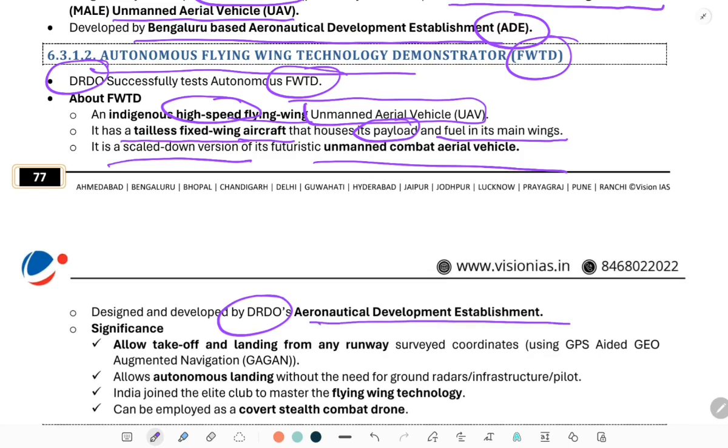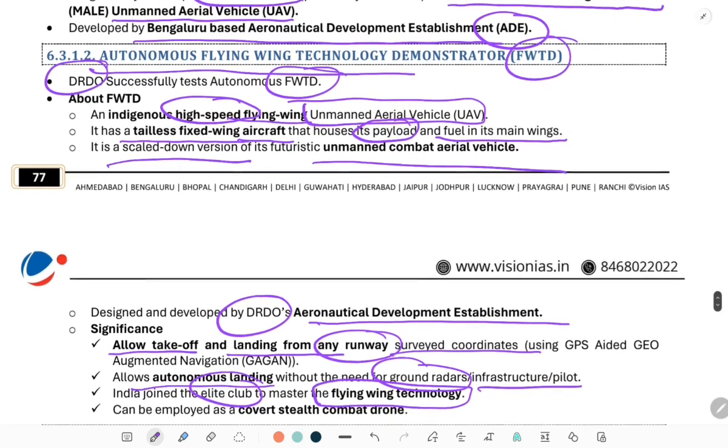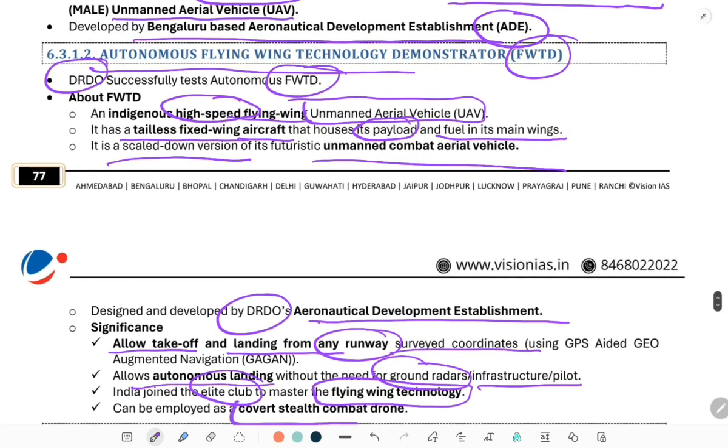Significance of this Autonomous Flying Wing Technology Demonstrator: it allows takeoff and landing from any runway at surveyed coordinates, and allows autonomous landing without the need for ground radars or infrastructure or a pilot. India joined the elite club to master flying wing technology, and it can be employed as a covert stealth combat drone.